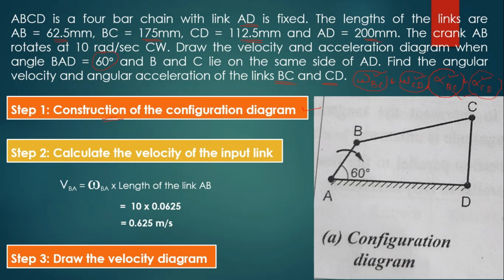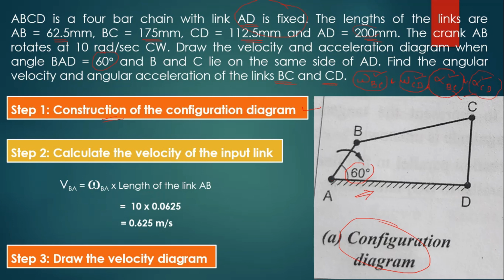Already we discussed: according to the given dimensions, first we have to draw the configuration diagram. AD is fixed, as given in the problem, and AD is equal to 200 mm. So, draw a horizontal line with 200 mm length, that is A, D. This is a fixed link. Now, we have to draw an inclined line at 60 degrees.